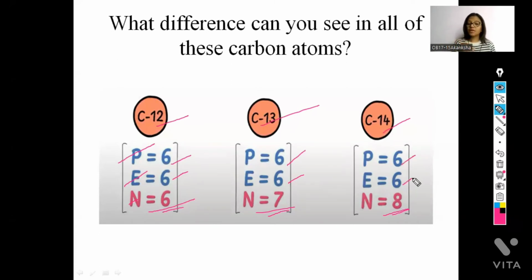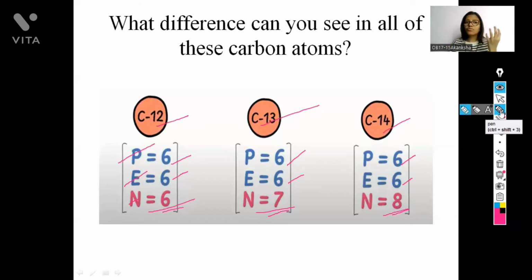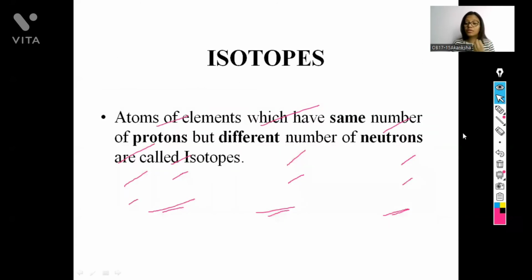So in this example we saw different carbon atoms, and the similarity between them is that they have the same number of protons and electrons. The difference is that they have different numbers of neutrons, like 6, 7 and 8. So what are all these carbon atoms called when they have these similarities and differences? Now we will give a particular name to this concept, right?